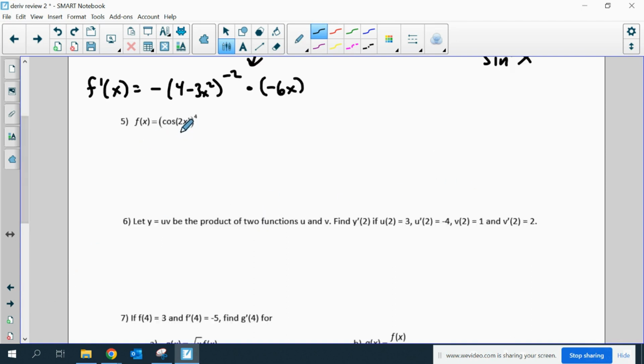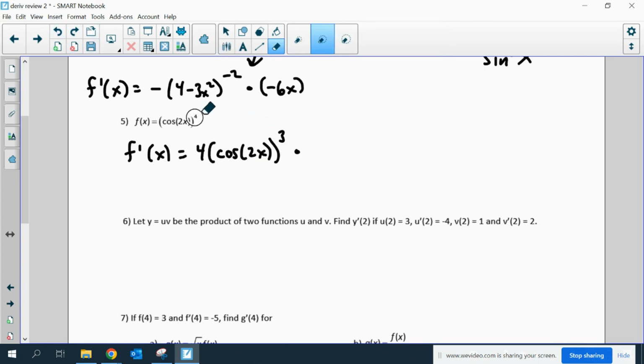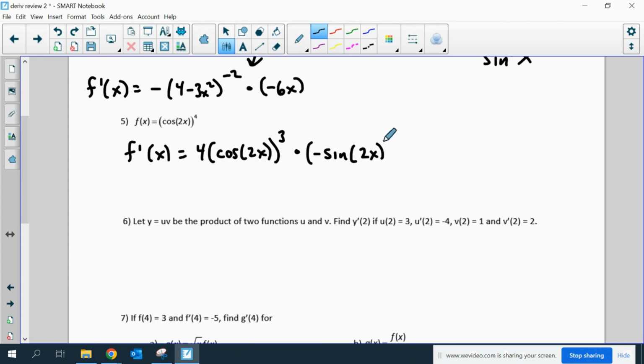Number 5 is a chain rule. 4 cosine of 2x to the third. So that's just taking the derivative of the outer shell, times the derivative of the inside. The derivative of cosine is negative sine. Notice the inside stays the same.